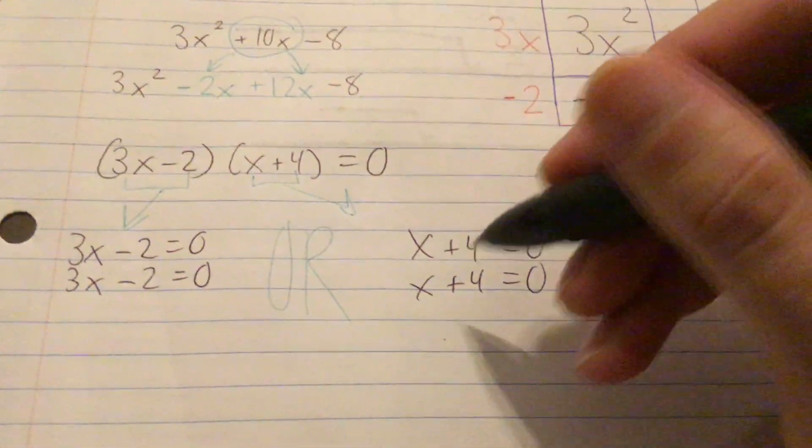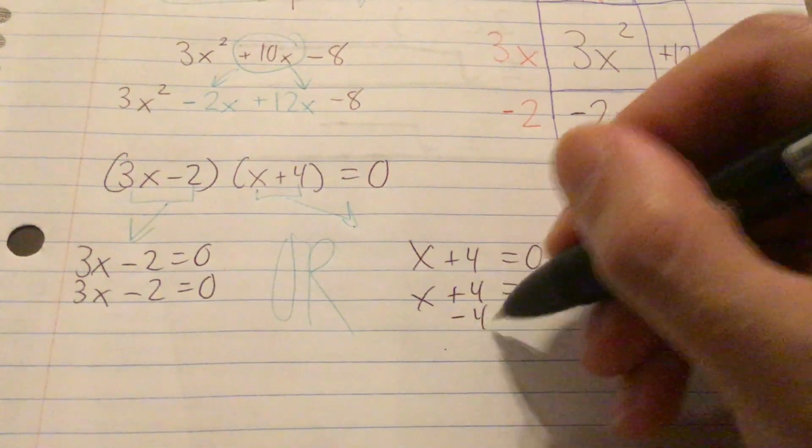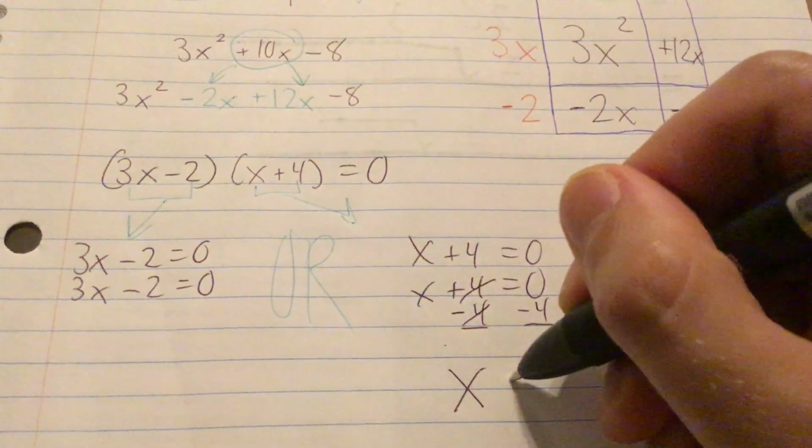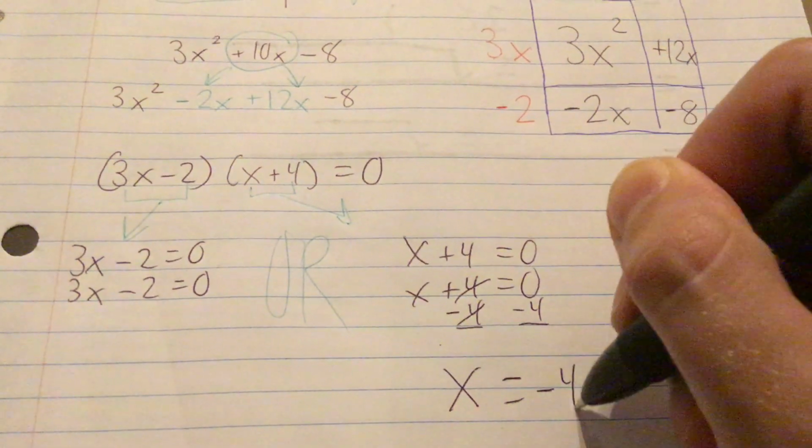Okay, so let's start with the right side since it's a little bit easier to work with. If I want to solve for x, I'm just going to subtract 4 from both sides. And that gets me one of the solutions, which is x equals negative 4.